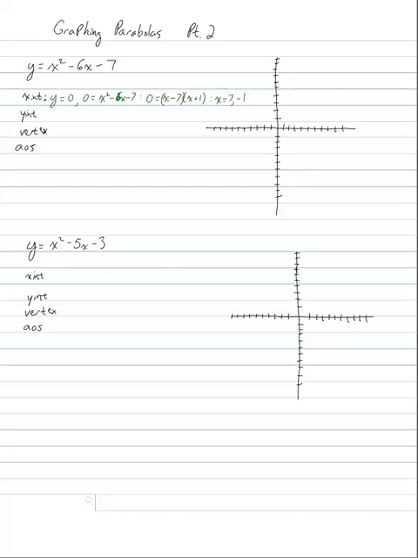Can put those on my graph. Can write them as points if I want. 2, 3, 4, 5, 6, 7. I'm going to throw them straight on my graph.